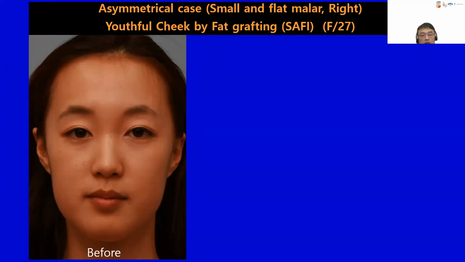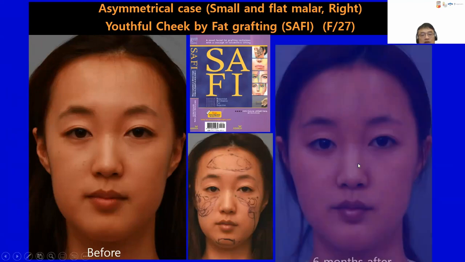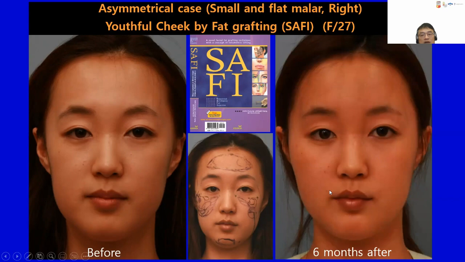The 20-year-old lady complained of an asymmetrical face. You can see on the right side the bone is small and the sagging is much more, so her face looked asymmetrical. I did the SAFI technique to correct the bone deformity first, and then injected the fat into the soft tissue. At 6 months after surgery, you can see the symmetrical face and the sagging appearance has disappeared. The total face was lifted and looked younger.